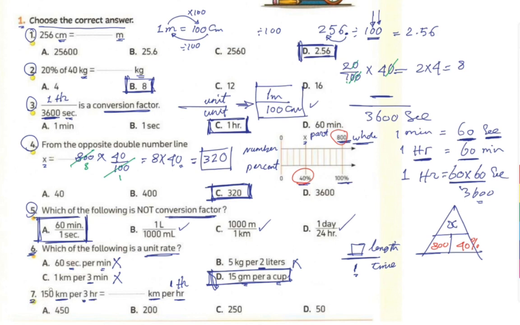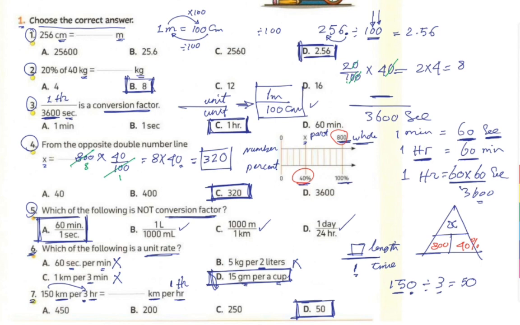So if I divide 150 by 3, I will find how many kilometers per 1 hour. That's easy. 150 divided by 3 equals what? Equals 50. Why? Because 5 times 3 equals 15 and the 0 drops. Now 50 times 3 equals 150. So the right choice here is D.